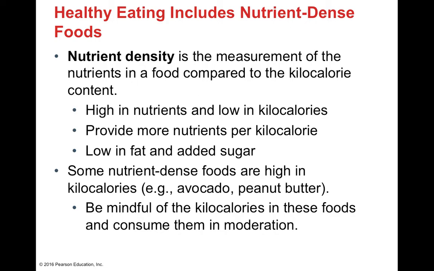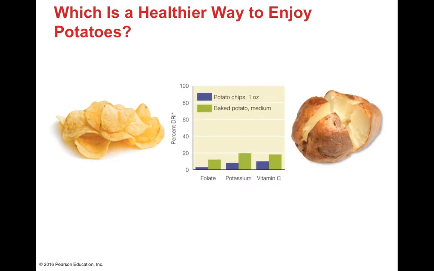So what does nutrient-dense mean? Nutrient density is a measurement of the nutrients inside the food as a ratio of the kilocalorie content. So a nutrient-dense food would be high in nutrients and low in kilocalories and provide more nutrients per kilocalorie than, say, a food that is not nutrient-dense. And it would be lower in fat and in added sugar. Now, some nutrient-dense foods are high in kilocalories as well, things like avocado and peanut butter. So be mindful of the kilocalories in these types of foods and consume those in moderation.